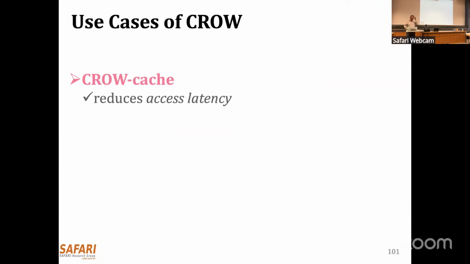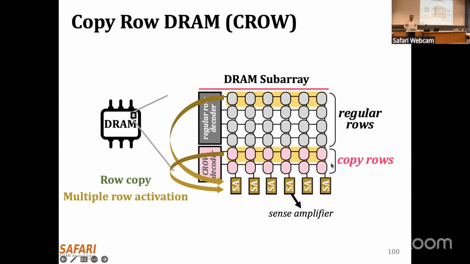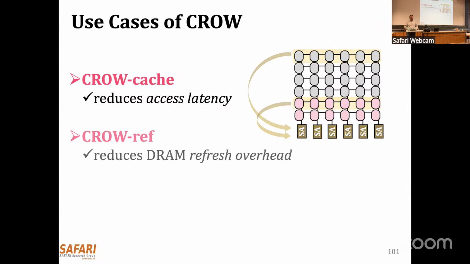There are several use cases for CROW. You can use it as a cache. The row that you copy here is going to be accessed faster, because I have a copy of that row, and using these two together, you can have faster accesses. You can also use it to reduce DRAM refresh overhead.